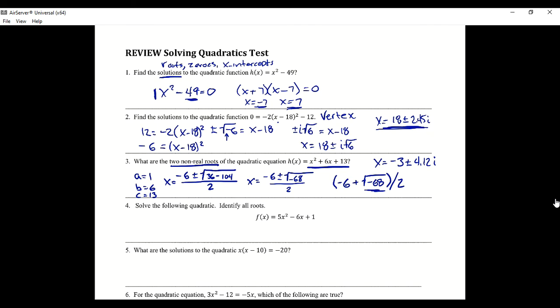Number 4, solve the following quadratic equation, identify all the roots. So we have f of x equals 5x squared minus 6x plus 1. I'm going to walk you through the steps for the calculator. So y1, we're going to put 5x squared minus 6x plus 1. y2, we're simply going to put 0. Graph. And we get our parabola.